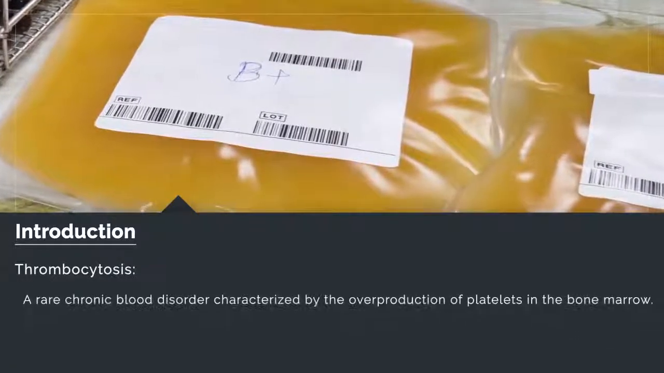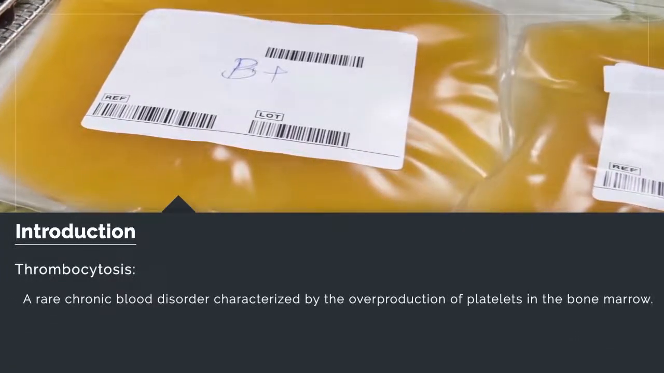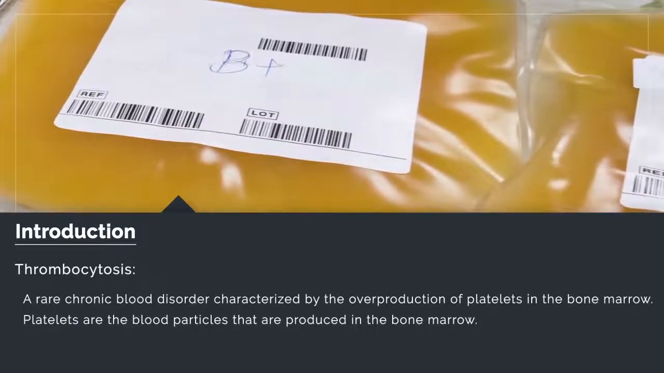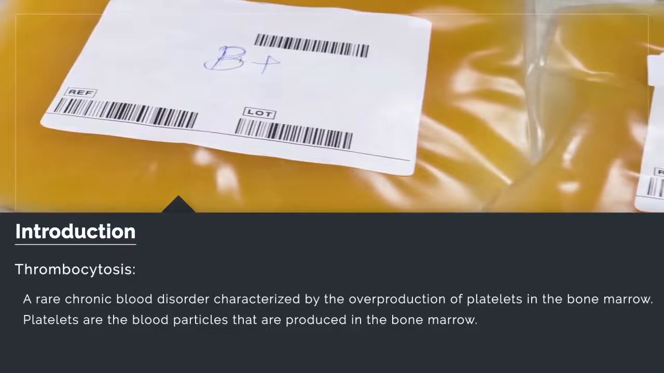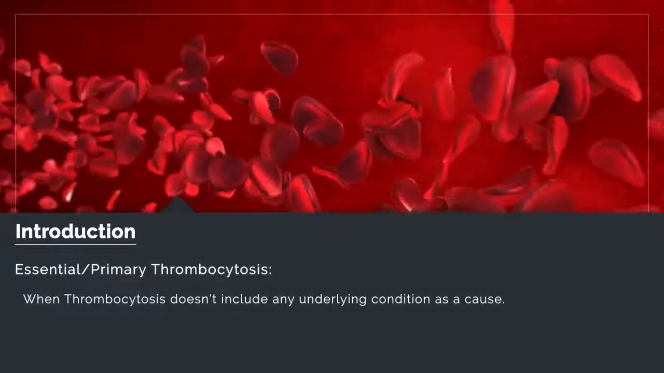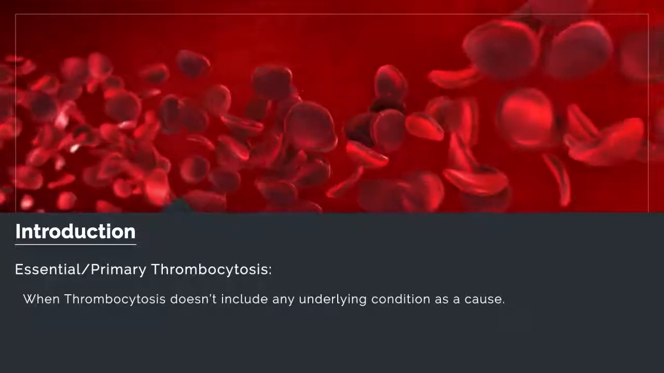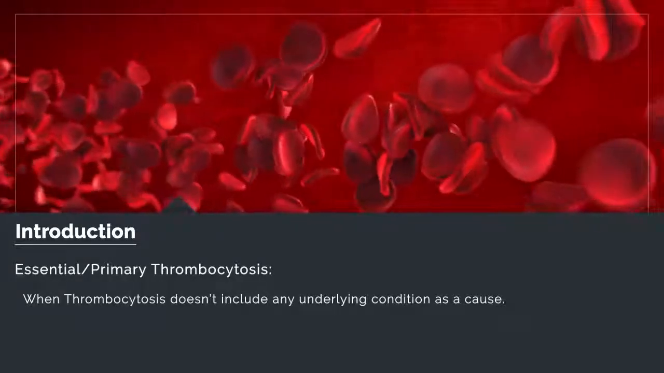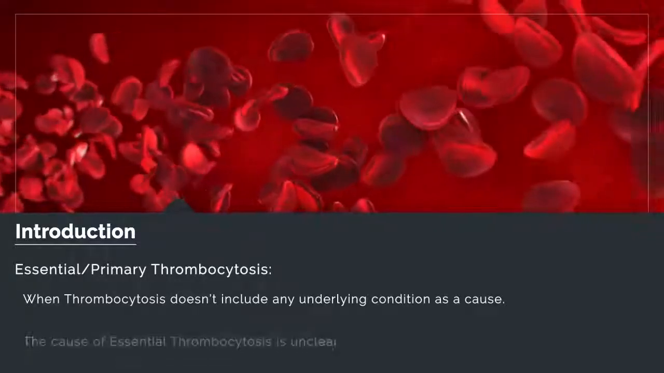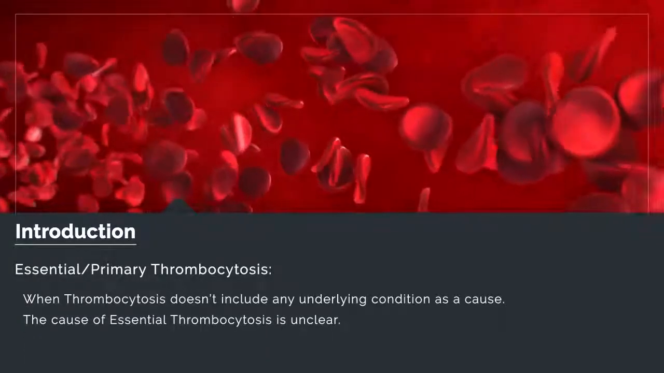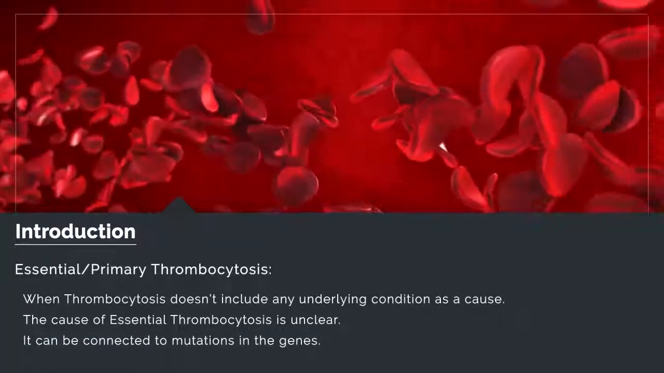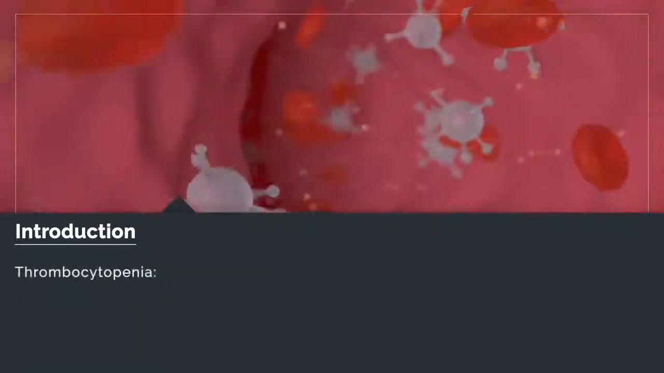Thrombocytosis is a rare chronic blood disorder that is characterized by the overproduction of platelets in the bone marrow. Platelets are the blood particles that are produced in the bone marrow. They play an important role in the formation of blood clots. When thrombocytosis doesn't include any underlying condition as a cause, it is termed essential thrombocytosis or primary thrombocytosis. The primary cause of essential thrombocytosis is unclear. However, it can be connected to mutations in the genes.